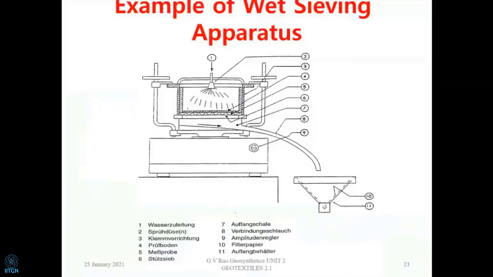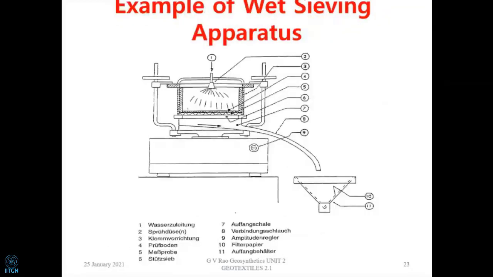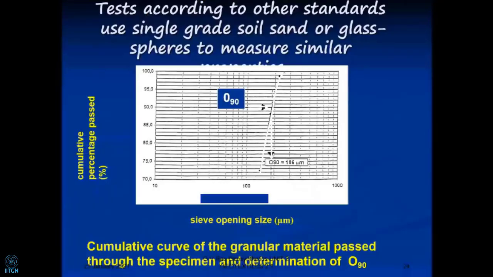distribution. So what does opening size distribution mean? O90 really means something similar to D90 of the soil passing through the geosynthetic. That is what we say, and we call it O90 and O10, and so on. The tests are done according to other standards using single grade soil, sand or glass beads, because the problem with glass beads is that they get stuck in the geotextile because of the antistatic behavior of the material. So to prevent that, we use graded soil or test sand appropriately.